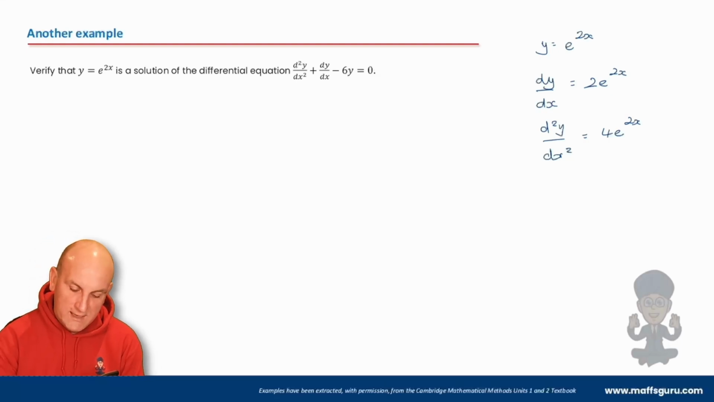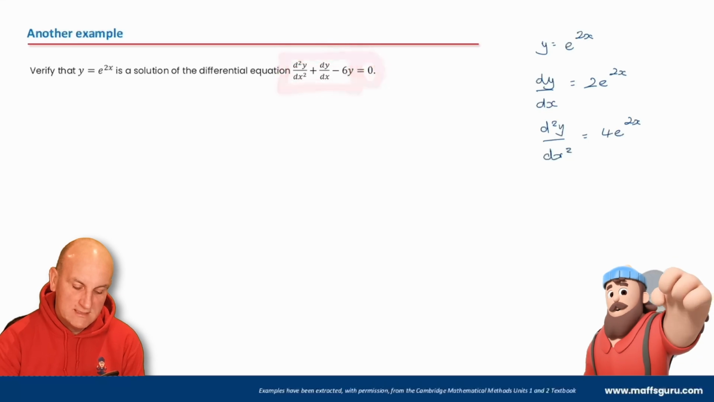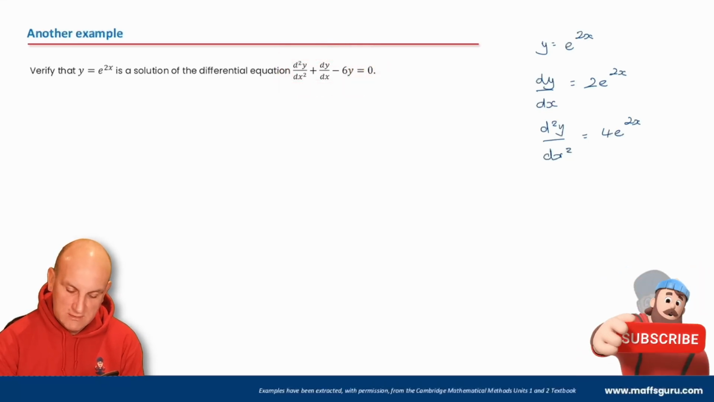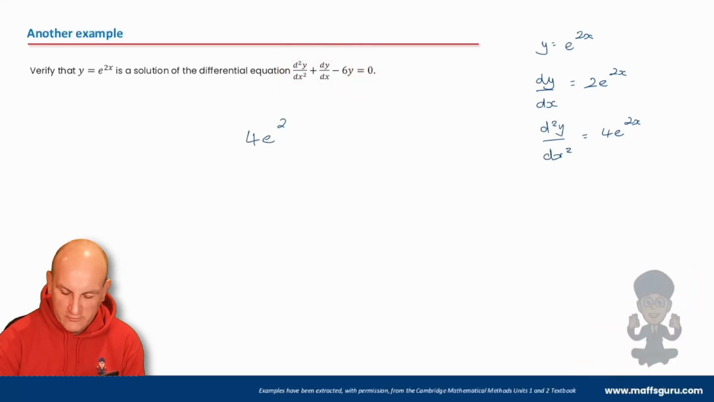So we've got d squared y. So all I'm doing now is taking this equation on the left-hand side and seeing whether it does come out to be equal to 0. So we've got 4e to the 2x. I'm going to add to that dy by dx, which is 2e to the 2x, and I'm going to take away 6 lots of y.